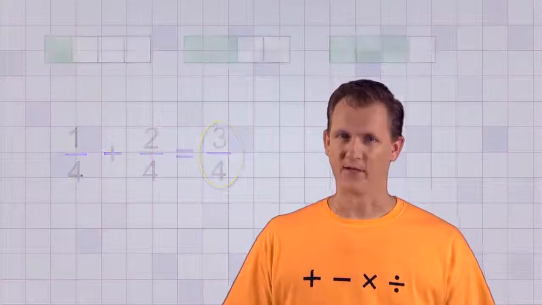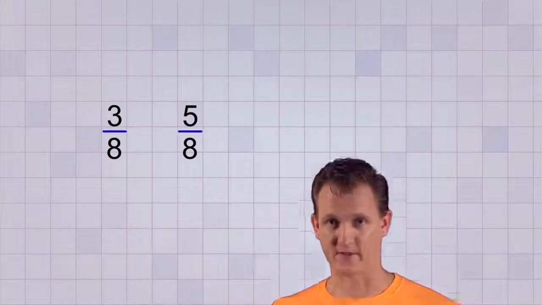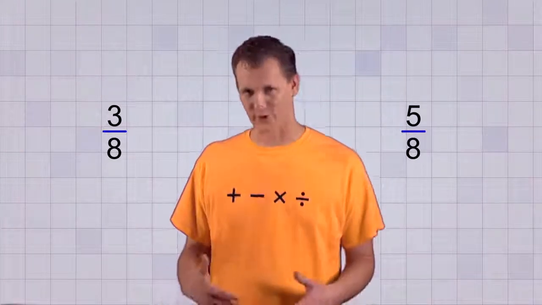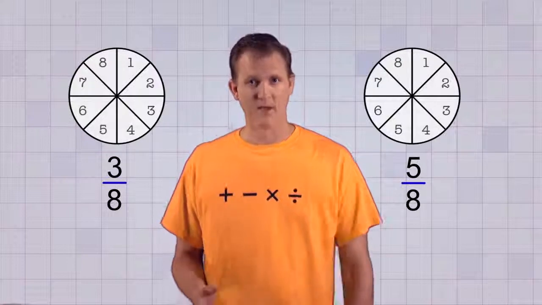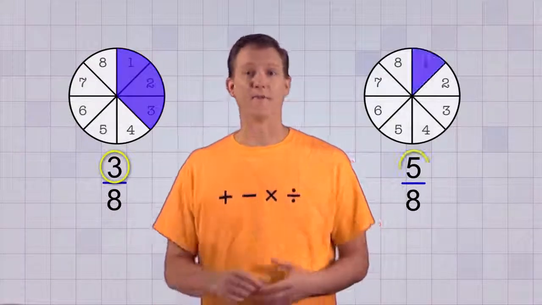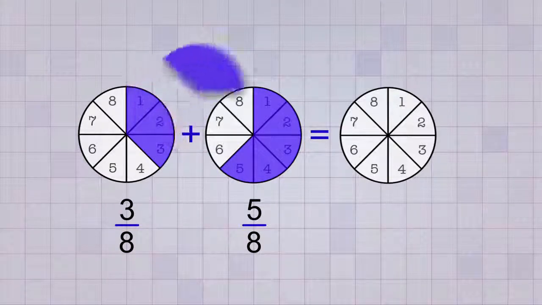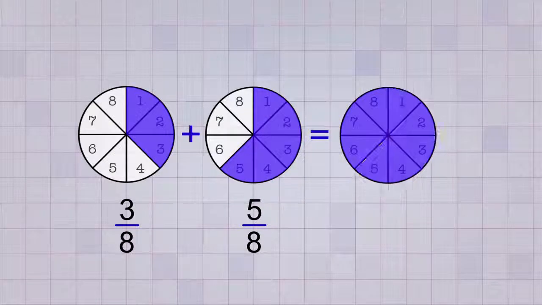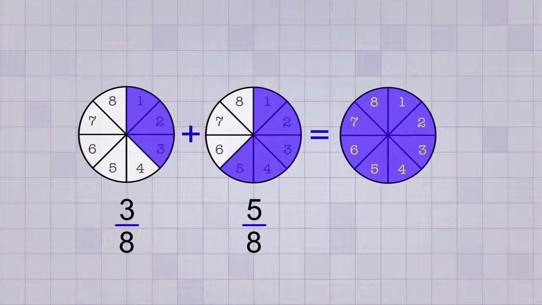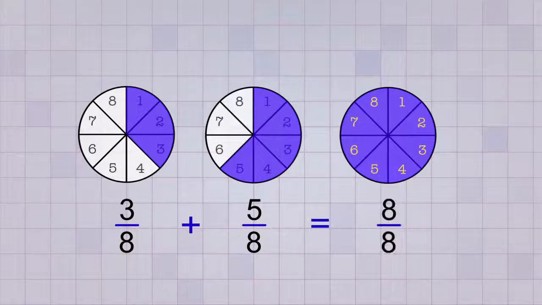Let's try another one. Let's add 3/8 to 5/8. Now we can use any shape we want, so I'm going to use a circle this time. So we have 3 out of 8 here and 5 out of 8 here. Just like our last problem, we can add these by combining the parts. So let's put these 3 over here with these 5. And well, what do you know? That fills up all 8 sections. So 3/8 plus 5/8 equals 8/8, or one whole circle.